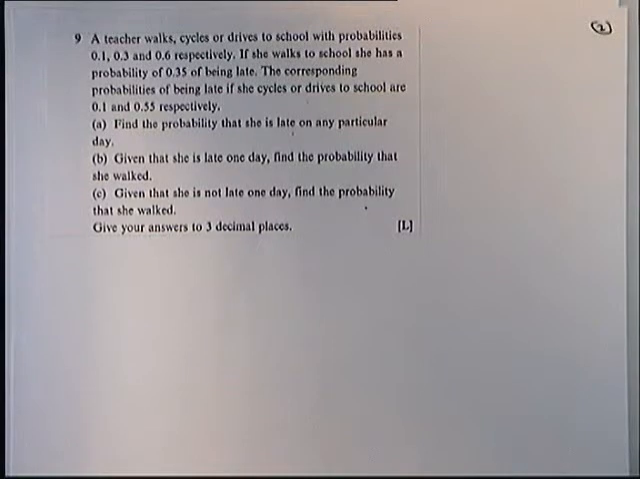Okay, on this question we've got a teacher who walks, cycles or drives to school. We've got the probabilities. If she walks to school, the probability of being late is 0.35. If she cycles, we know the probability she'll be late. And if she drives, we know the probability she'll be late.